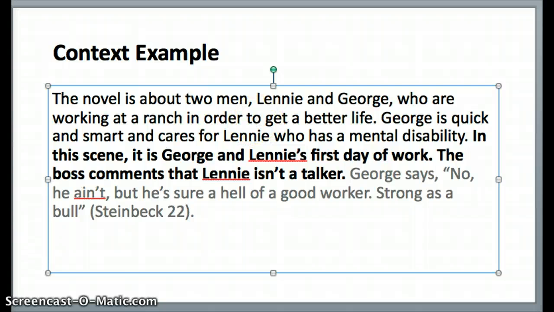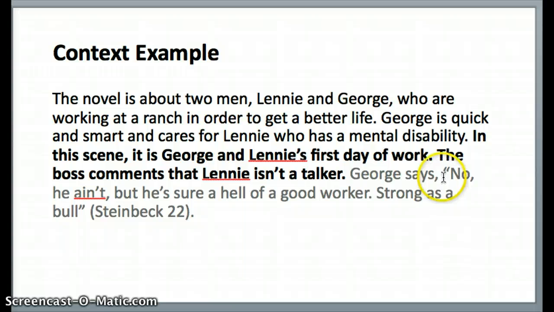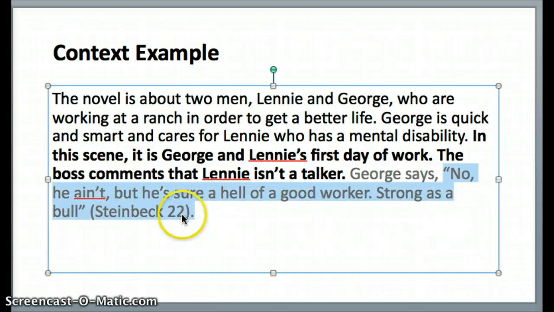So now I have written context that is 2 sentences about the whole text, 2 sentences about the specific scene, and it tells us about who is involved and what is happening in the quote when it happens in the book on page 22.